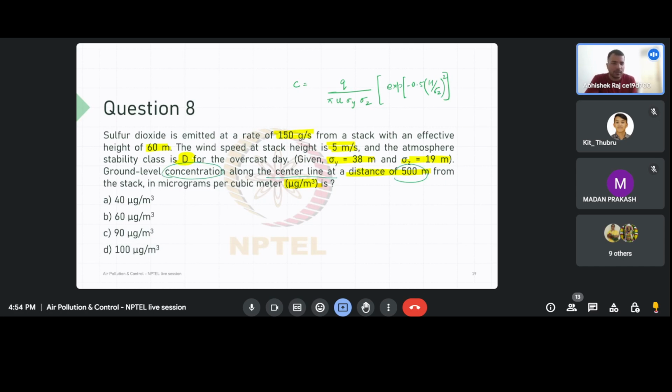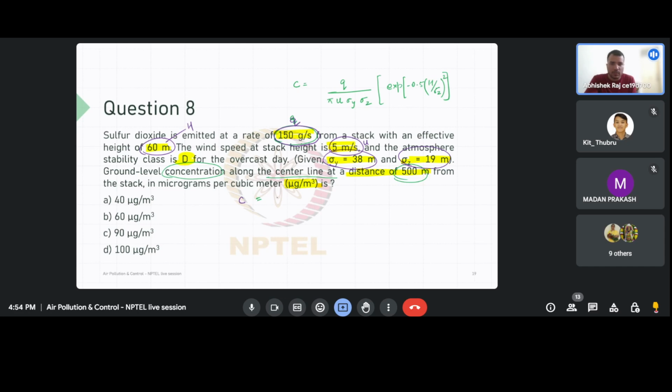This distance is not needed here. So what is Q here? This is Q, 150 grams per second. Let's change the color to make it more visible. So this is Q here. We have the wind speed here, that is U. Height is given, stack height 60 meters. Sigma y is given, sigma z has been given. So let's put the values now.